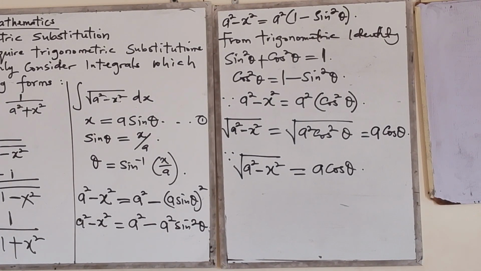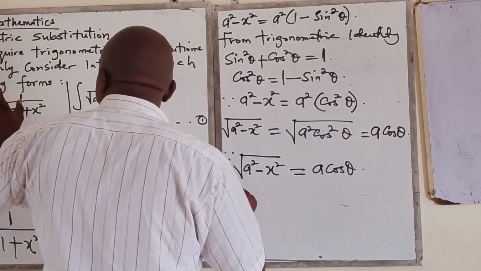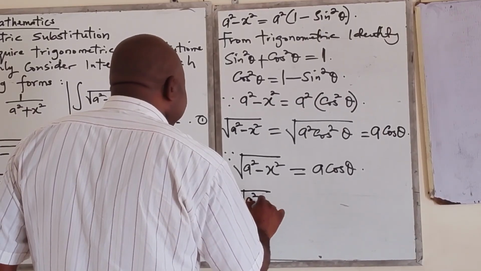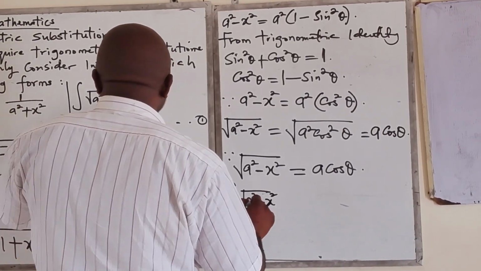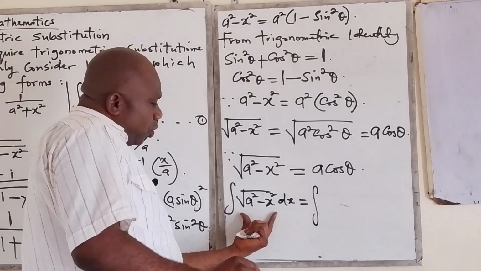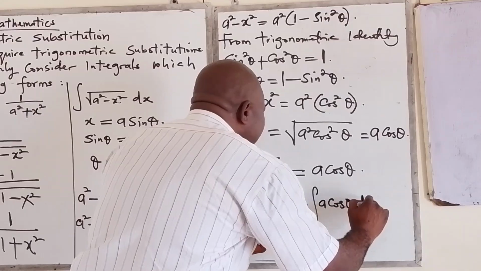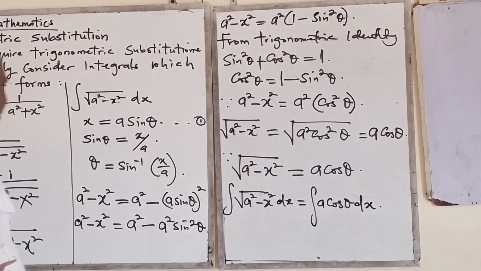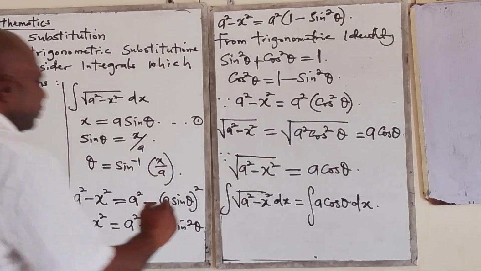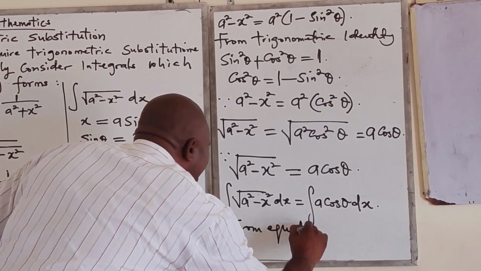Now let's look at this value. Here we have the integral of the square root of a squared minus x squared, then we have dx. It means this will be the integral of a cos theta, then here we have dx. Now let's look at equation 1. From equation 1.